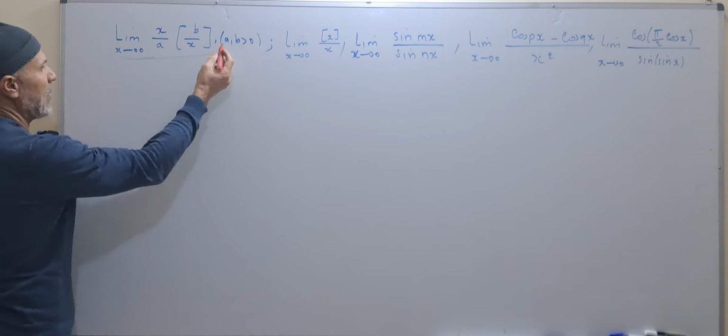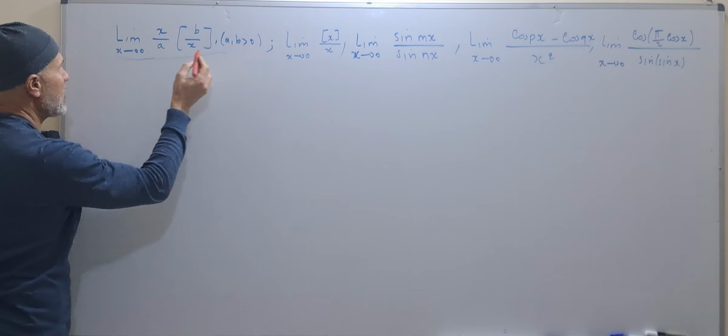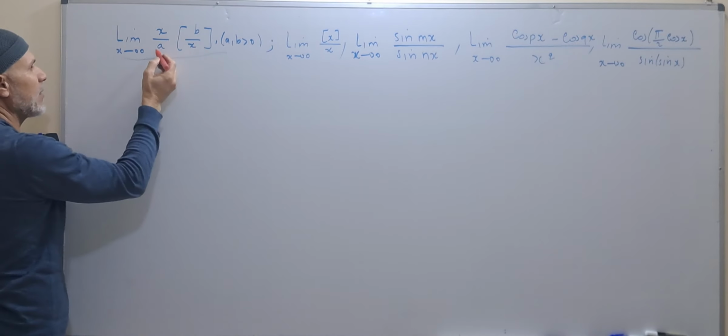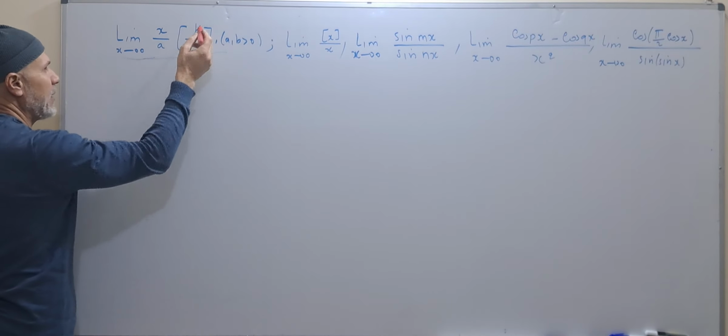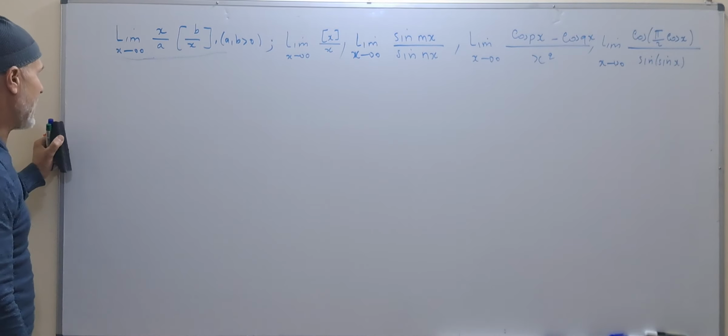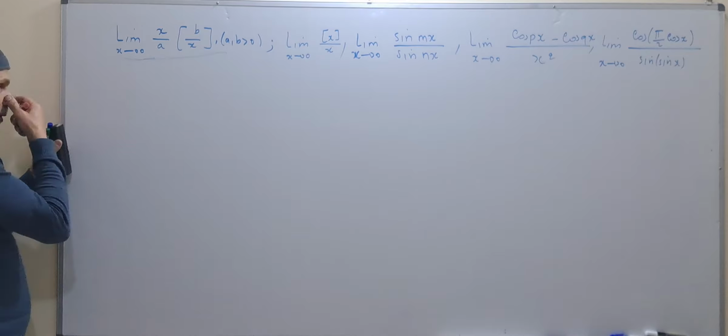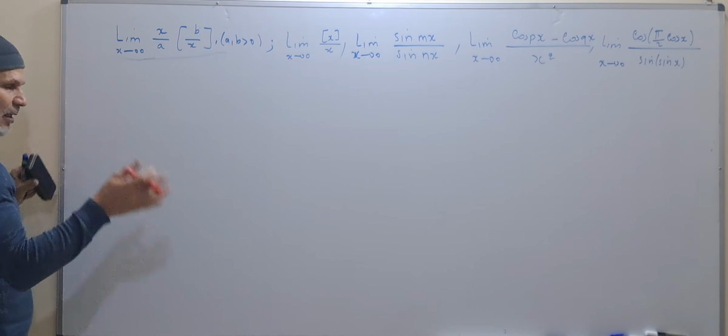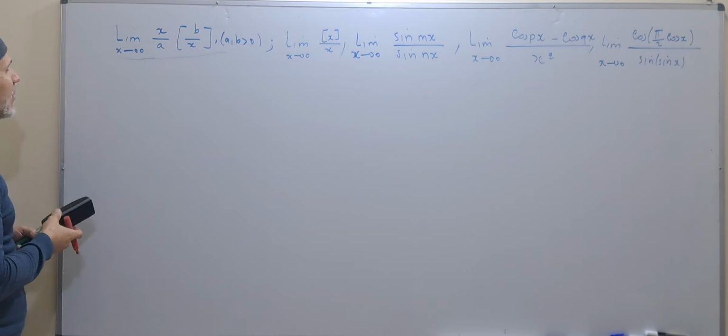Calculate, let a and b be positive real numbers. Calculate the limit of x over a times the integer part of b over x, as x goes to 0. Here we will try to find the limit at the left and at the right.